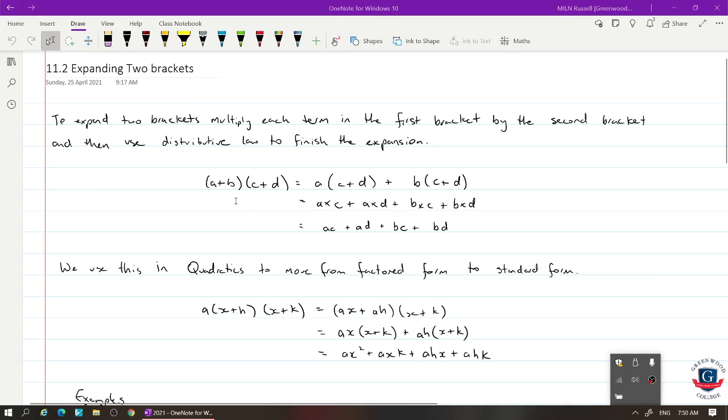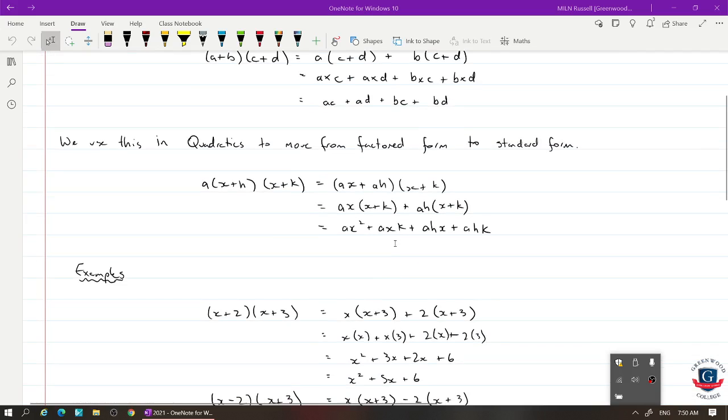So in a plus b times c plus d, multiply a by the whole bracket, that's what we've done here, and then multiply b by the whole bracket, which is what we've done here, and then expand it using distributive law. A times c, a times d, b times c, b times d, removing the multiplication symbols, ac plus ad plus bc plus bd. Now, this looks very much like a quadratic in factored form.